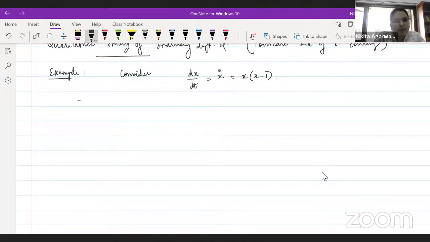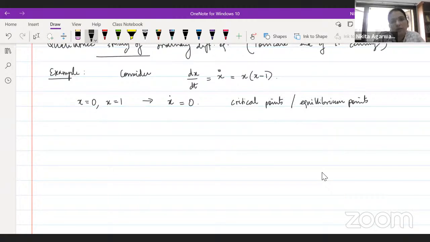First note that if x is 0 or x is 1, then x dot is 0. All of you know that these are known as critical points or equilibrium points. Which means that if I start with these initial conditions, then the solution is just the constant solution. The system does not move at all. But the point is, these are the only points where trajectories remain constant.